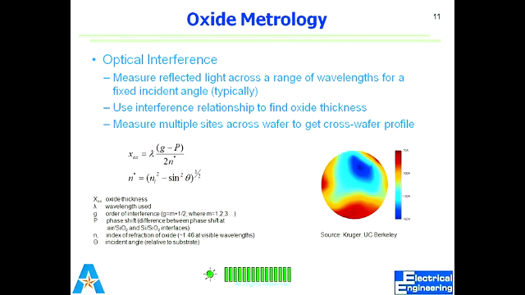Okay. So in this case, we measure the destructive interference, that is, at what value the destructive interference comes into play, and by putting in that value, that will give us the thickness of the oxide. So, using the interference relationship to find oxide thickness.